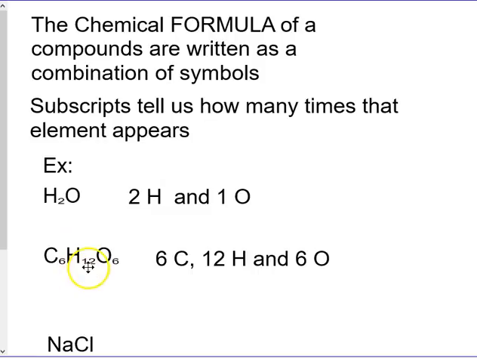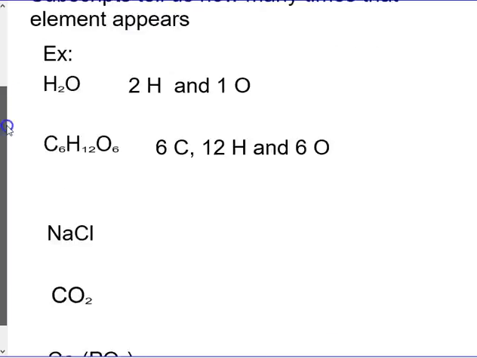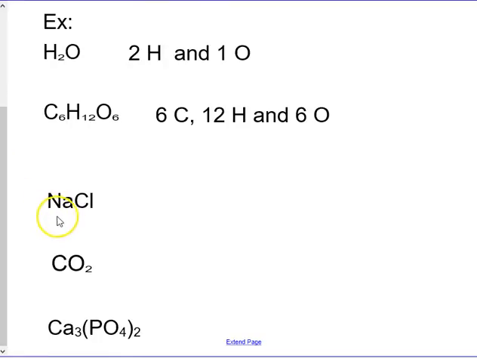Now in C6H12O6, how sweet it is, glucose, we have 3 different elements. We have carbon, hydrogen, and oxygen. Now I have 6 carbon atoms, 12 hydrogen atoms, and 6 oxygen atoms in 1 molecule of C6H12O6. Now, if it is something like this where we have NaCl, there's just one of each. No need for a subscript if we have one.